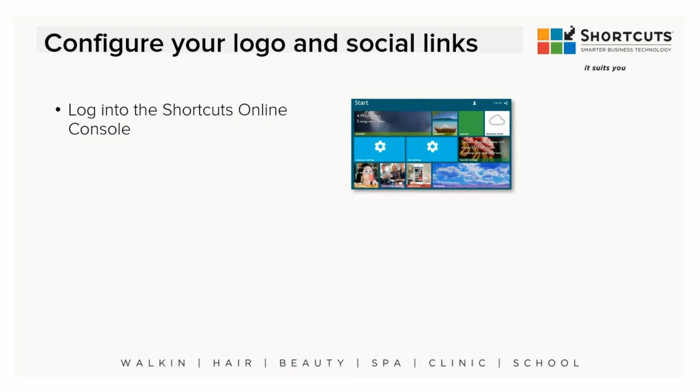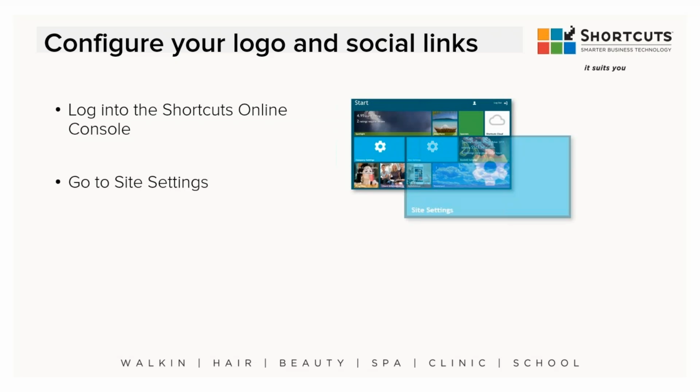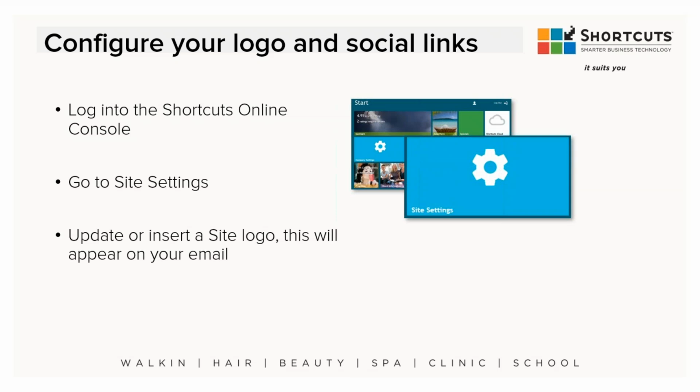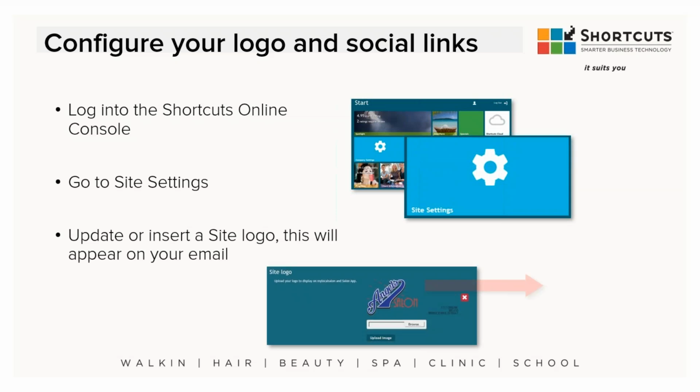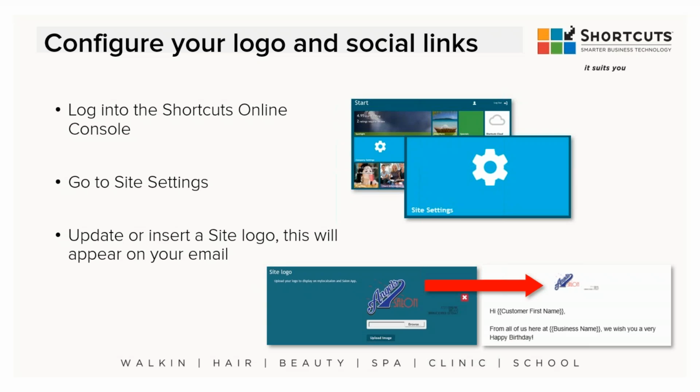And in the console, if you haven't already, I want you to go to your site settings, because the information that you populate in your site settings will actually synchronize into your email campaigns. So the first is, of course, if you have a company logo, a site logo, make sure that you upload that in your site settings. And that appears right at the very top of the email. So that is a default.